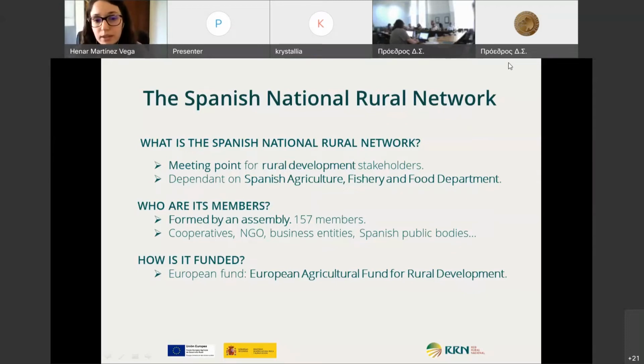We are funded by the European Agricultural Fund for Rural Development, and I would just like to add that there is a national rural network in each country of the European Union, just in case someone is interested in catching up with his or her network.